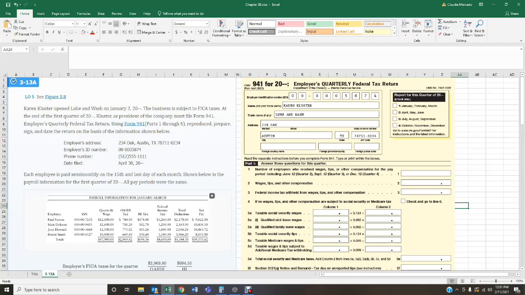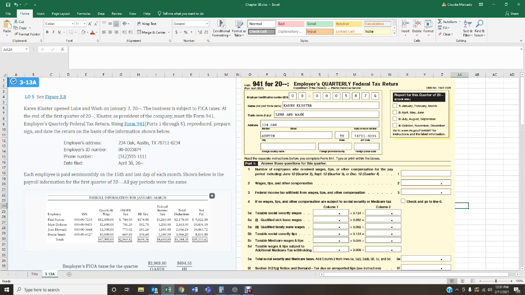So it says Karen Cluster opened Lube and Wash on January the 2nd. The business is subject to FICA taxes. At the end of the first quarter, Cluster, as president of the company, must file Form 941, which is the employer's quarterly federal tax return. Okay, using Form 941, Parts 1 through 5, reproduced, prepare, sign, and date the return on the basis of the information shown below. And then we've got the employer's address, the ID number, the phone number, and the date filed.